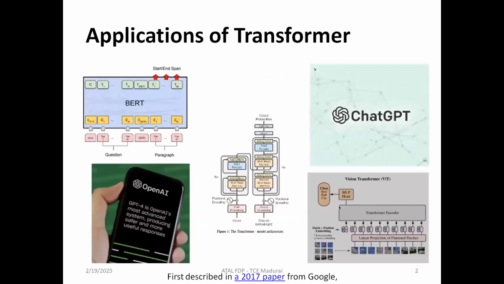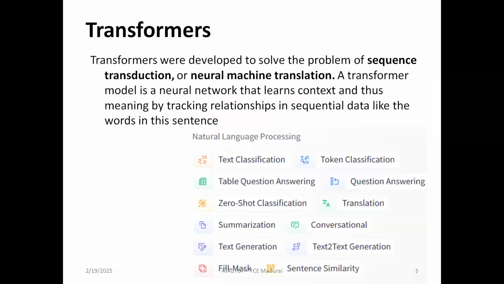So here I will tell you the applications. You can see here the BERT model is there, OpenAI is there, ChatGPT, Vision Transformer. So all these things did not happen within a single night. Almost 2 to 5 years, the researchers were working behind these models, and now we are seeing applications of various things from these transformers. So, what do you mean by transformer?